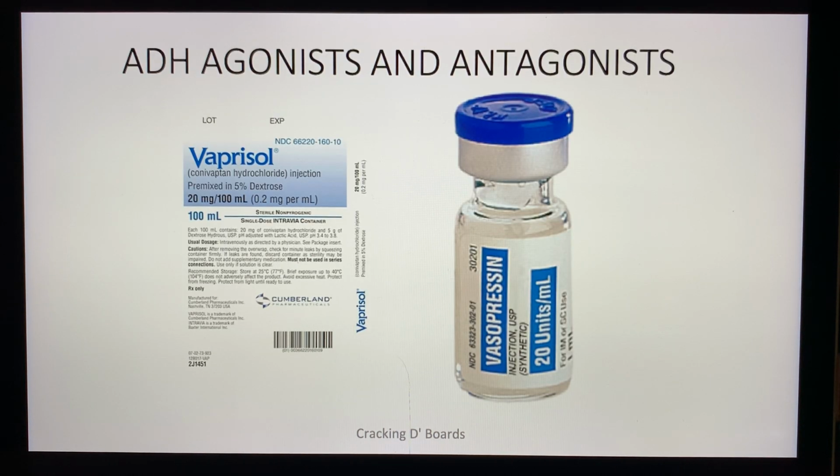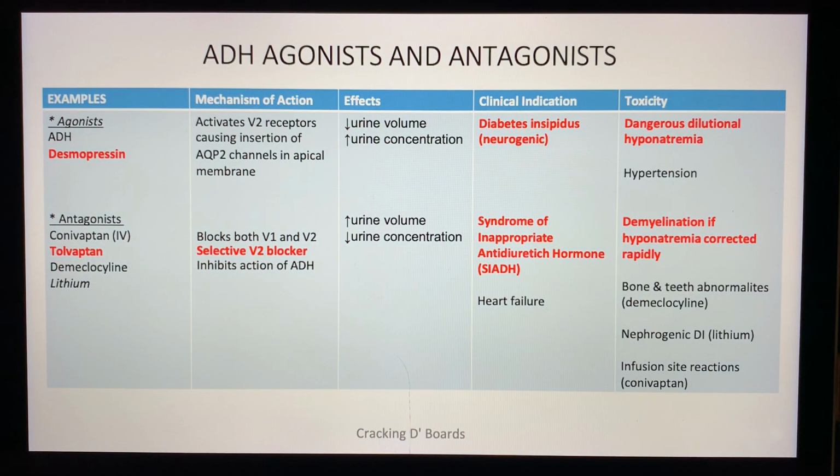Now, we're almost done. Antidiuretic hormone agonists and antagonists, wherein I would like everyone to memorize vasopressin. So here's the busy table. So always remember this. The antidiuretic agonists, of course, is ADH. Then we have desmopressin. Put all your effort in memorizing desmopressin.